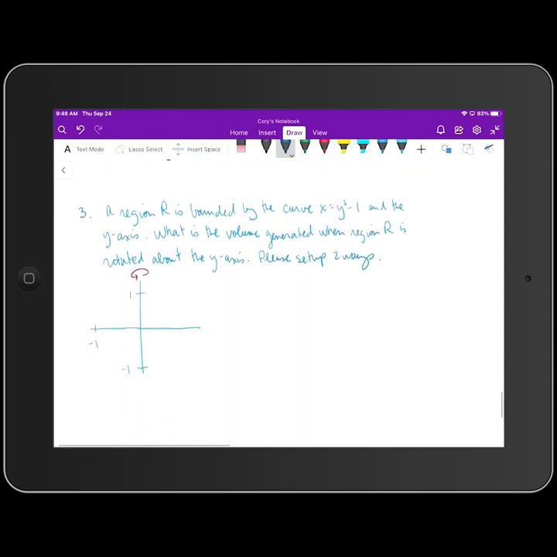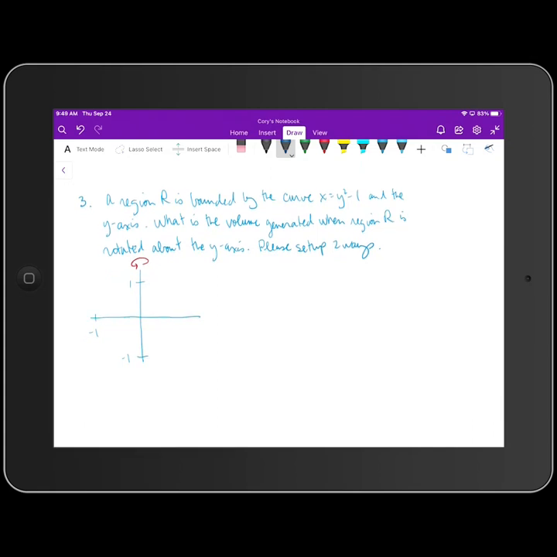Okay, last example, and I think this one should be the hardest one. Number 3 says that a region R is bounded by the curve x equals y squared minus 1 and the y-axis. And the question asks, what is the volume generated when region R is rotated about the y-axis? I ask you to please set this up in 2 ways. Again, I want you to pause the video, give this a try to set it up 2 different ways, and then we'll take a look at how we can find the volume together.